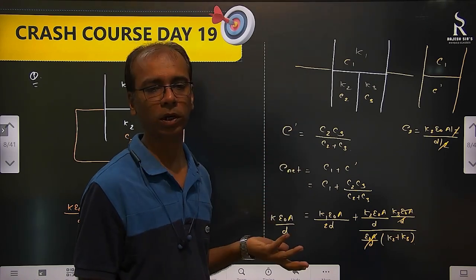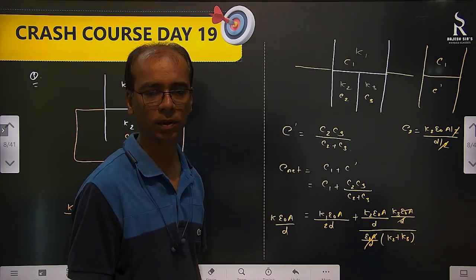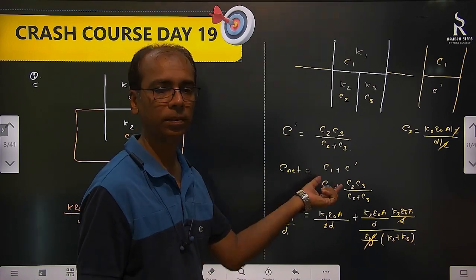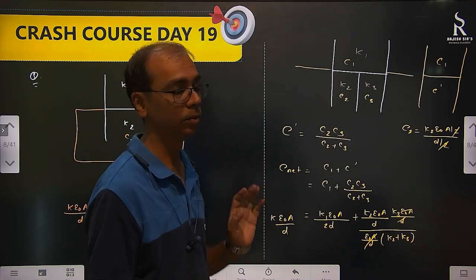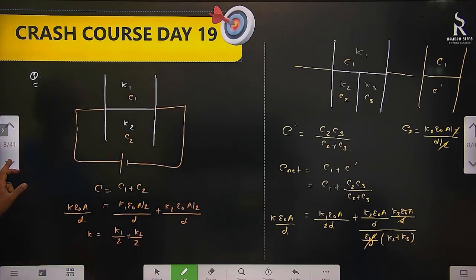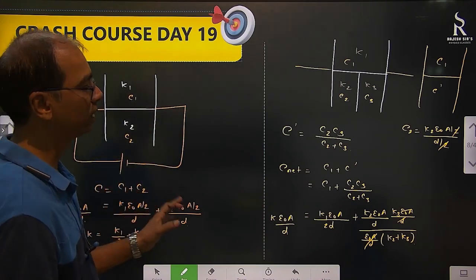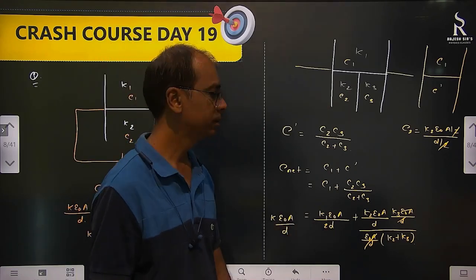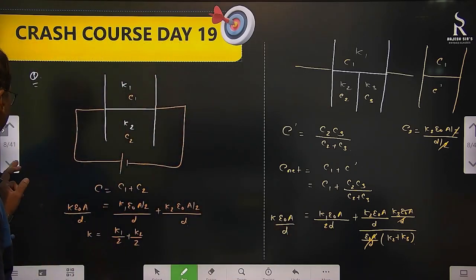Effective capacitance, we already know if simple series and parallel are given, what we use. Exactly the same thing you did in conduction of heat. There we were finding thermal conductivity, here we are finding electrical conductivity. All right.